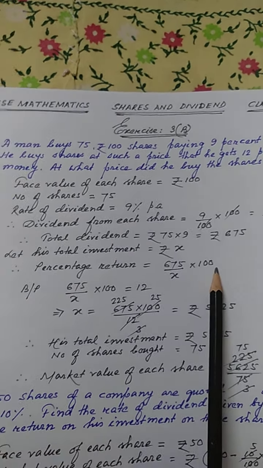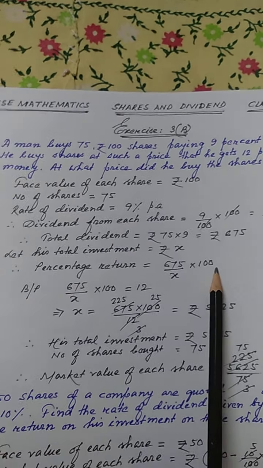And his percentage return on his investment, that is 480 by 11,200 into 100, and solving, it's coming 30 by 7, which if we convert into decimal by doing division, it's coming 4.285, and that rounds up to 4.29. So we can write it 4.29%. Now sum number 16.